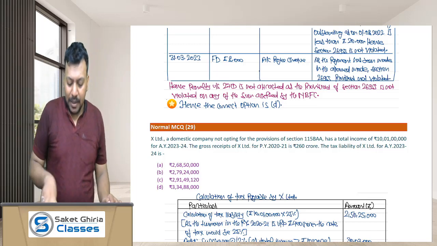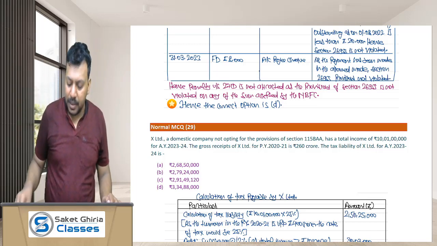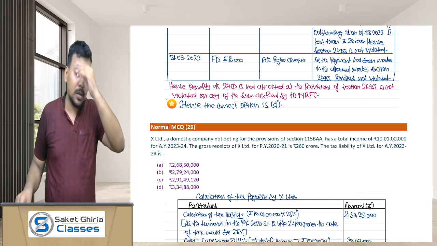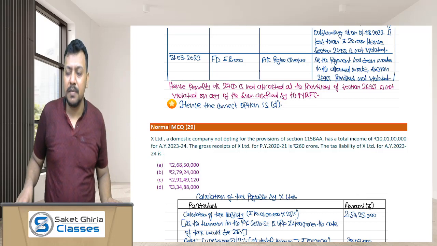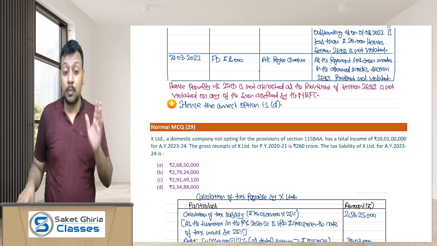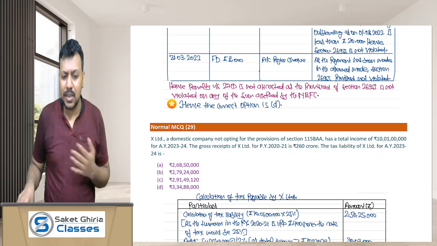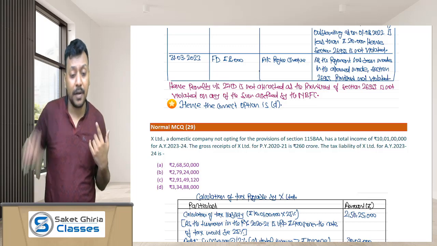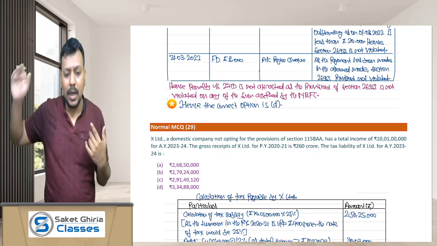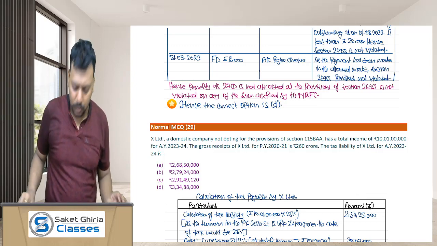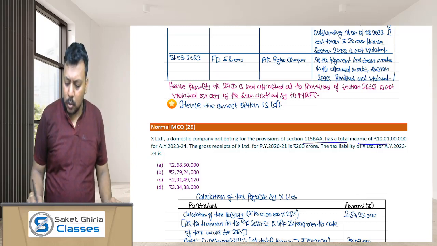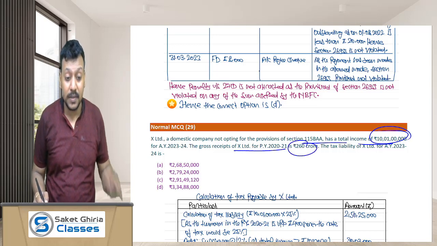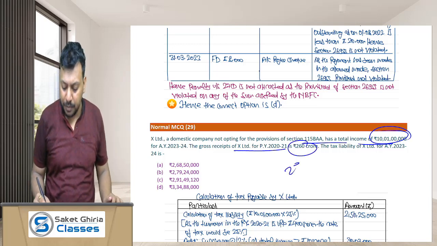Okay. But here you have not opted for 115BAA, then the tax rate applicable in your case would depend upon your turnover of previous year 2021. If your turnover is up to 400 crore, then the tax rate would be 25%. If it exceeds 400 crore, then the tax rate would be 30%. Okay. X Limited, a domestic company, not opted, has a total income of 10 crore 1 lakh. The gross receipt is 260 crore, which means the tax rate applicable for X Limited is 25%.